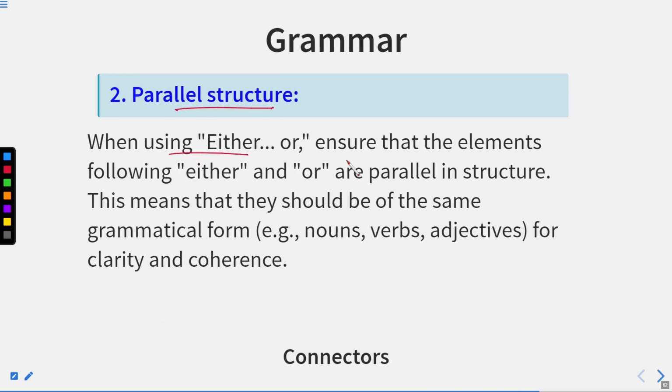Parallel structure: when using either or, ensure that the elements following either and or are parallel in structure. This means that they should be of the same grammatical form.